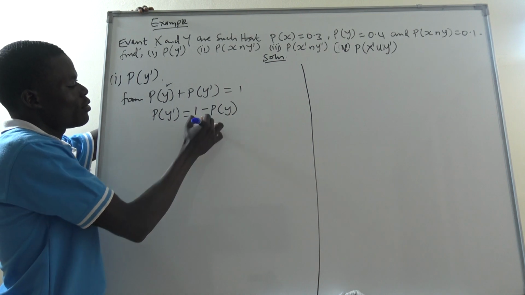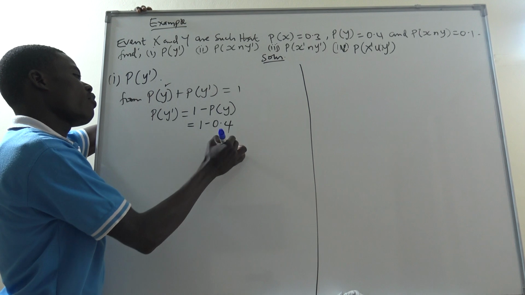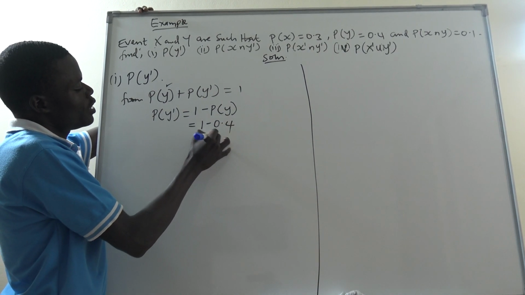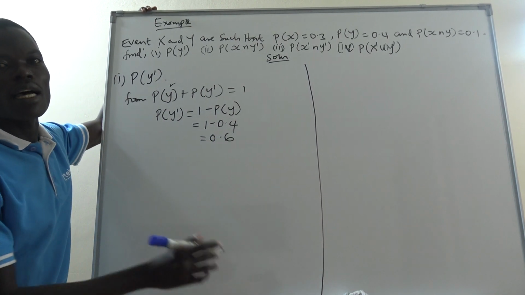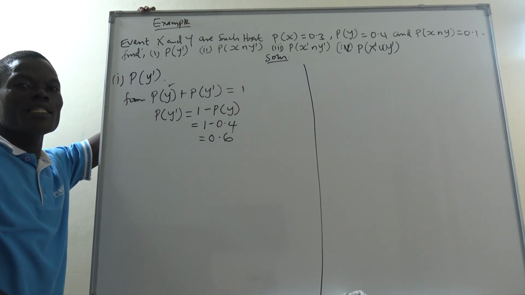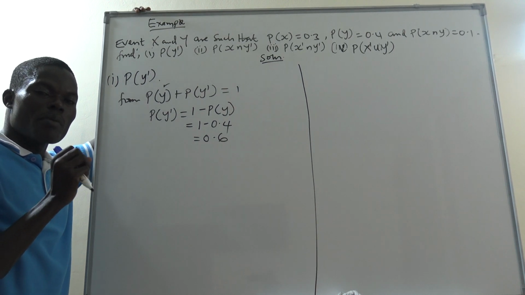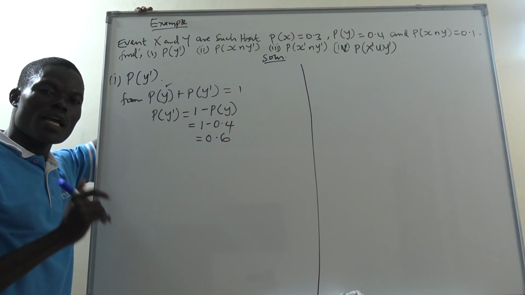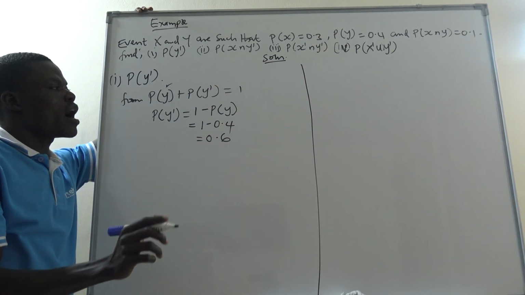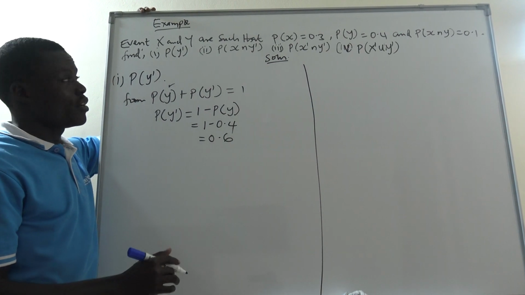Here we get 1 minus, what is the probability of Y? 0.4. So the answer we get is 0.6. That is our probability of Y complement. Please make sure you get it from this identity: the probability of Y plus the probability of Y complement is the same as 1. Then from there you rearrange the equation to give you what you want.